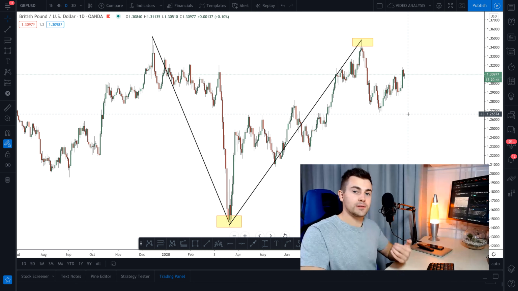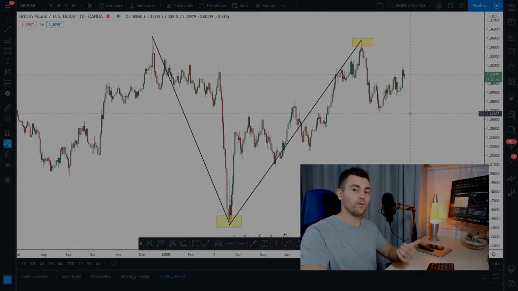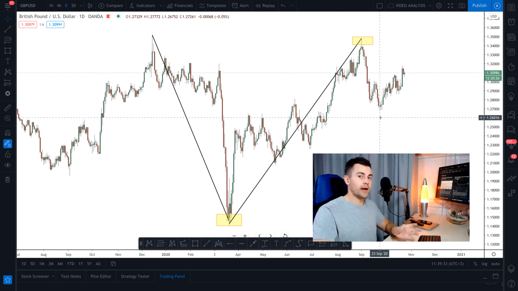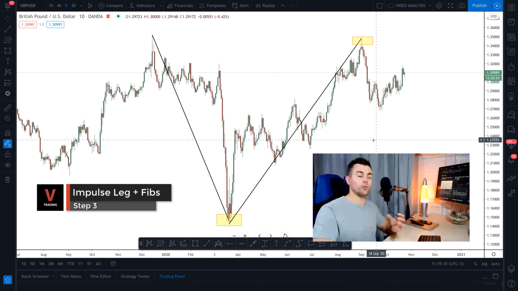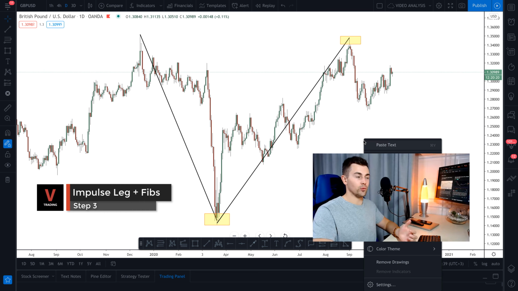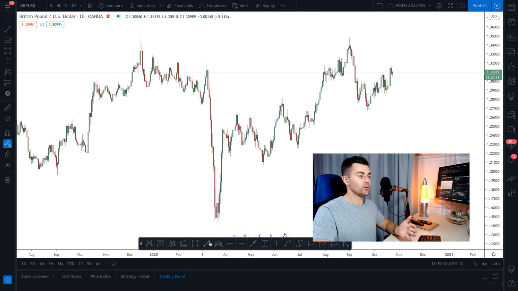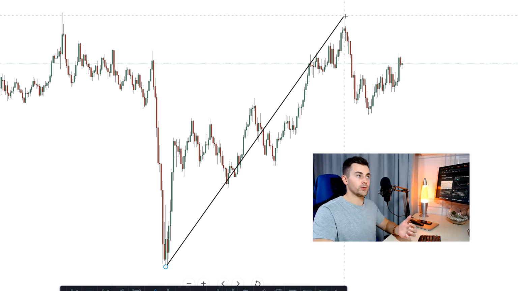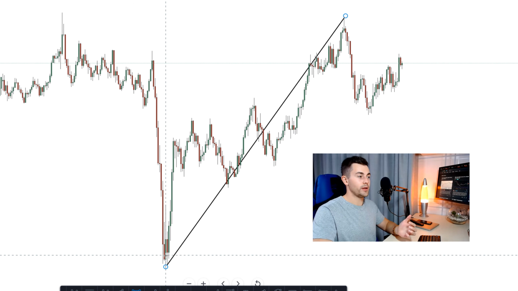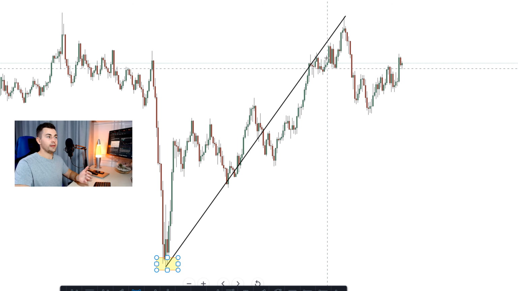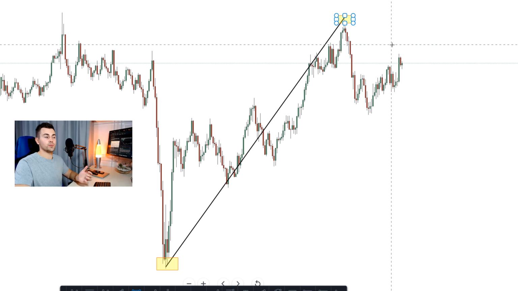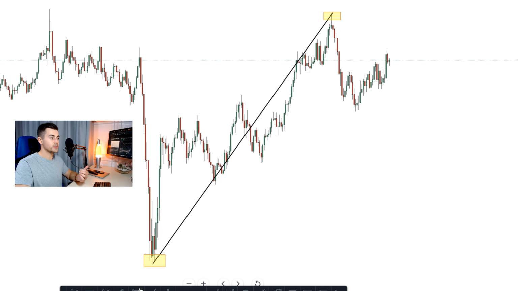Now let's discuss how we will combine this impulse leg and our Fib levels. To combine that, we will work just with the last impulse, the last leg of a move. Our last leg of a move is this bullish rally, so this is our major bullish impulse. And if we draw the Fib retracement based on a bullish impulse, we start drawing our retracement from swing low to swing high.